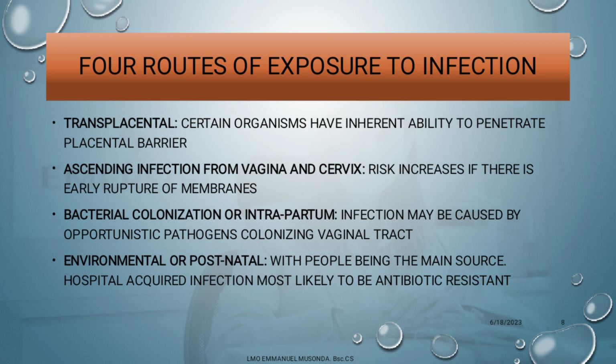We have certain organisms which have inherent ability to penetrate the placental barrier. Then we have those which can cause ascending infection from the vagina and the cervix, with the risk increasing if there is a rupture of the membranes. Then we have bacterial colonization or intrapartum infection, which may be caused by opportunistic pathogens colonizing the vaginal tract. Then we can also have environmental or postnatal, with people being the main source. Then hospital acquired infection is most likely to be antibiotic resistant.